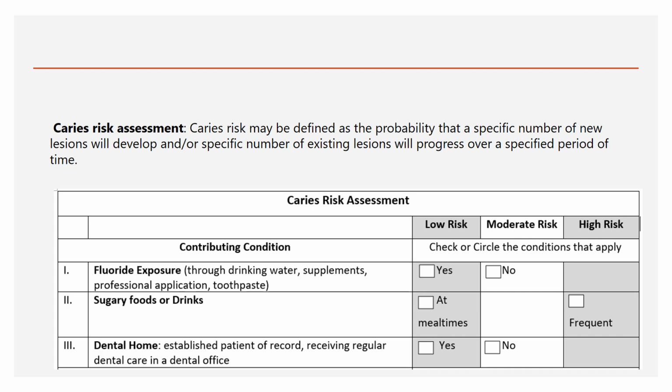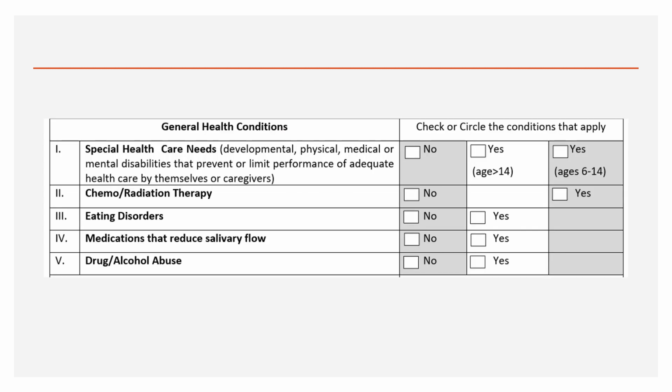If it is low risk, we have to go for the next, caries assessment according to the general health condition. That's the second part. So first one is special healthcare needs, that is the developmental, physical, medical, or mental disabilities that prevent or limit performance of adequate healthcare by themselves or caregivers. Second, chemotherapy or radiation therapy. Third is eating disorder. Fourth is medication that reduces salivary flow. And fifth one is drug or alcohol abuse. So according to the patient feedback, you have to mark yes or no.